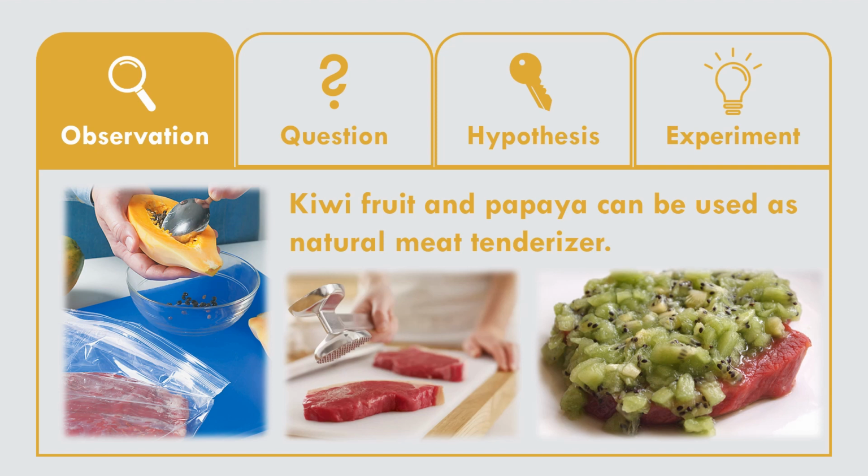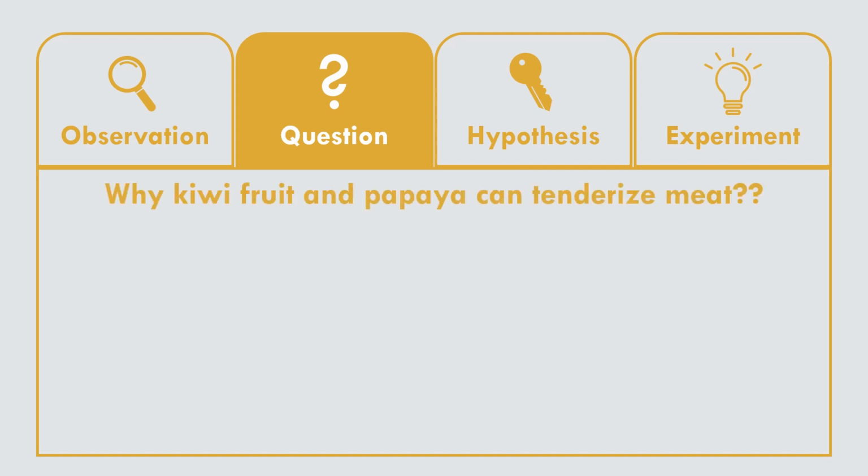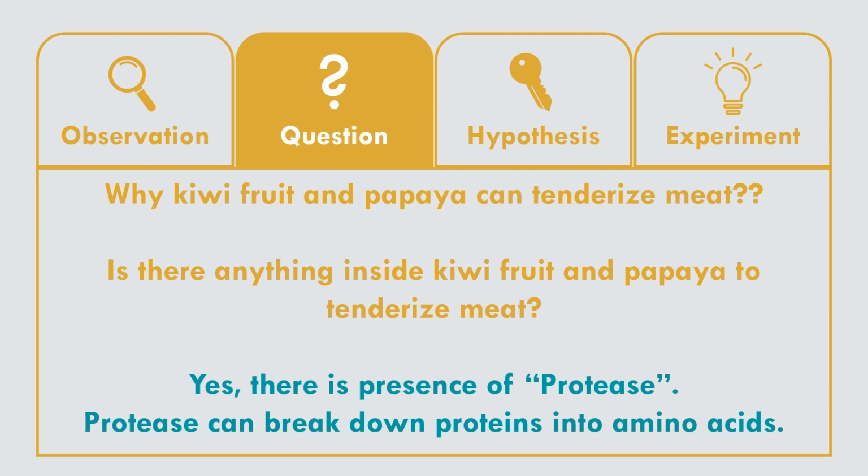And in this case, we observed kiwi fruit and papaya can be used as natural meat tenderizer. Then we will raise the questions: why can kiwi fruit and papaya tenderize meat? And is there anything inside kiwi fruit and papaya to tenderize meat? And the answer is yes, there is presence of protease. Protease can break down proteins into amino acids.